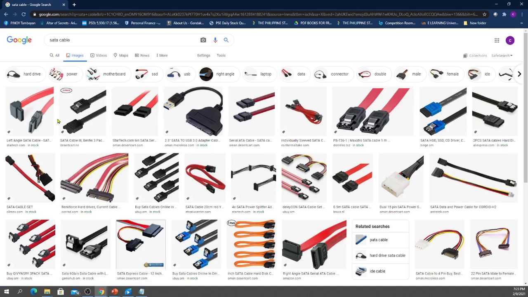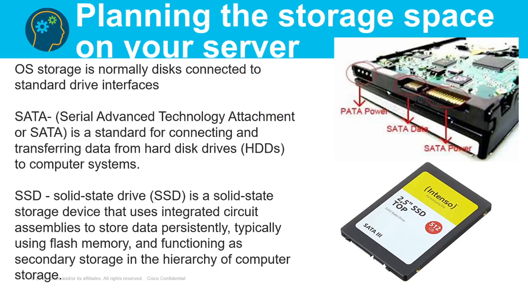Okay, so you remember this cable? This is our SATA cable. It is connected at the motherboard and the hard drive. Okay, so I hope you still remember. So we have another what we so-called storage, which is SSD.